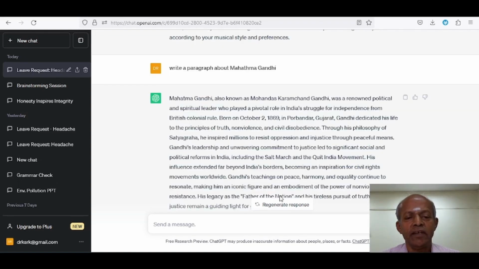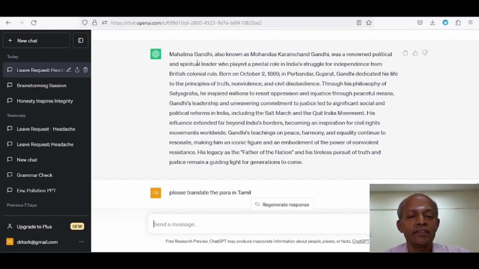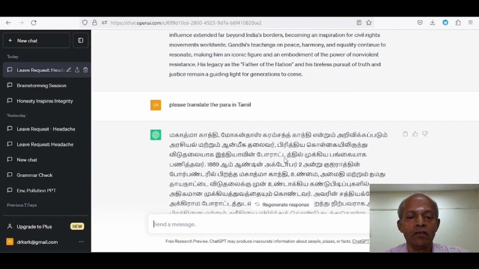And ChatGPT can help you to translate also. See, for example, I have given the prompt, write a paragraph about Mahatma Gandhi. So it has immediately given a paragraph, and I want to translate it into Tamil. So now I am asking it, please translate the para in Tamil.